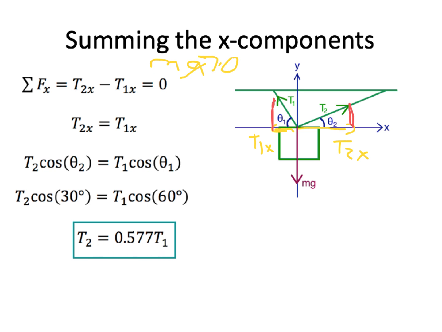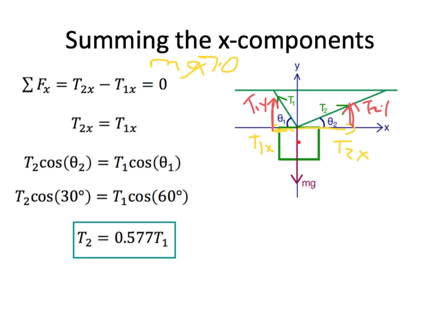What can we do? Well, you probably guessed, we're going to do the sum of the forces in the y direction. And so we have this tension, T2, is pointing up. And the same thing for this tension, T1, the y component is pointing up. So this would be T2y. This would be T1y here. And so both T1y and T2y are pointing up. And then we have the weight, which is pointing down.